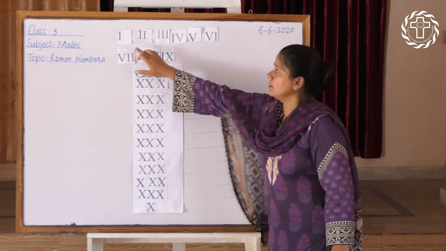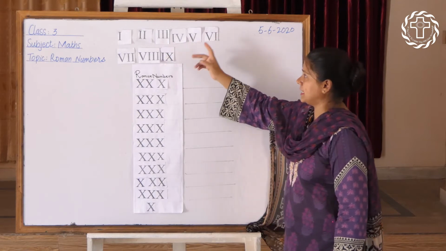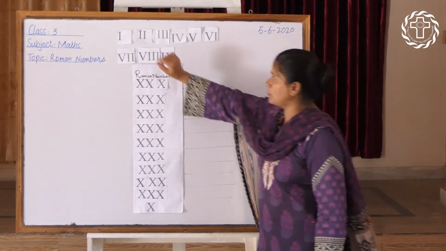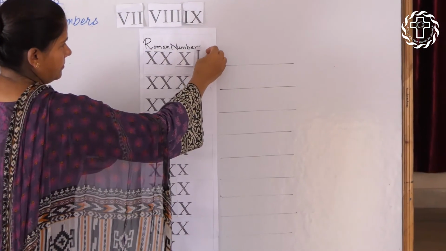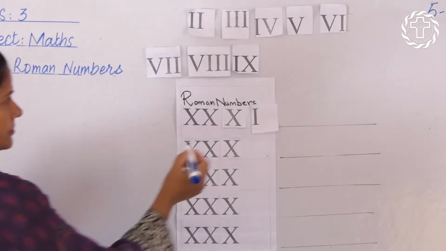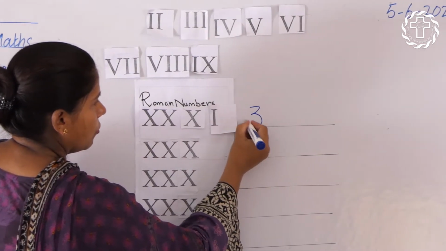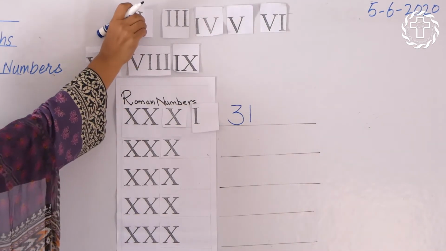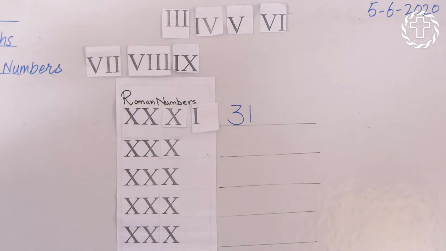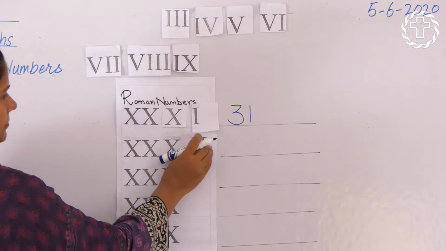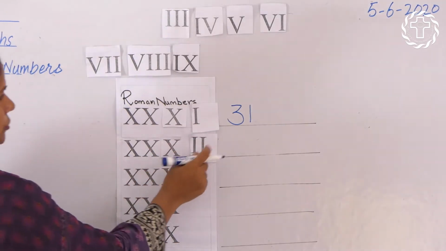You already learned 1, 2, 3, 4, 5, 6, 7, 8 and 10. Okay, we put the 10 over there, and it will be 31. Number 2, over there it will be 32.